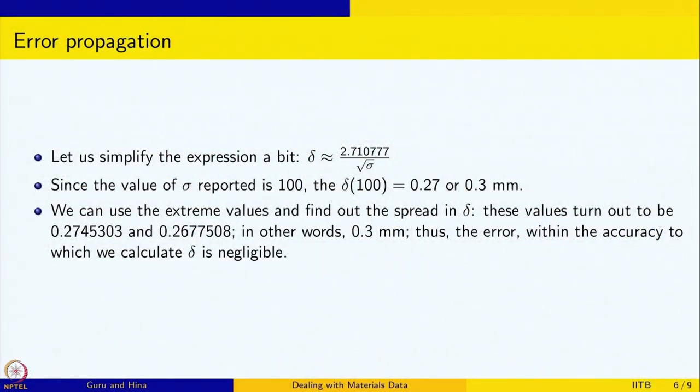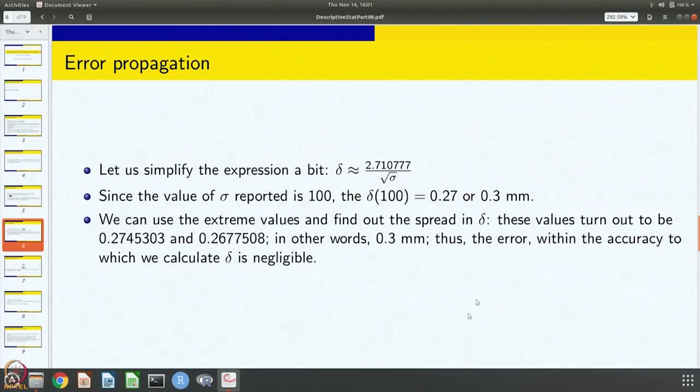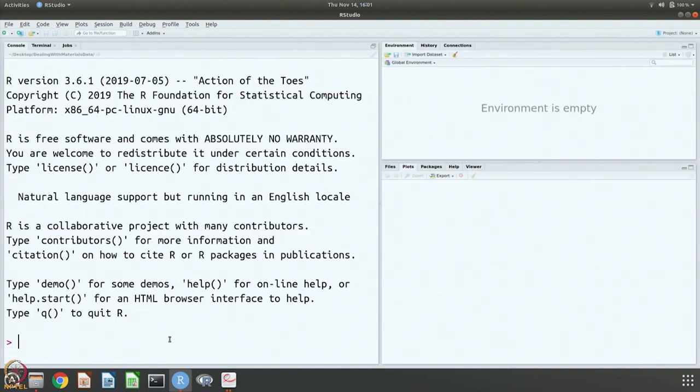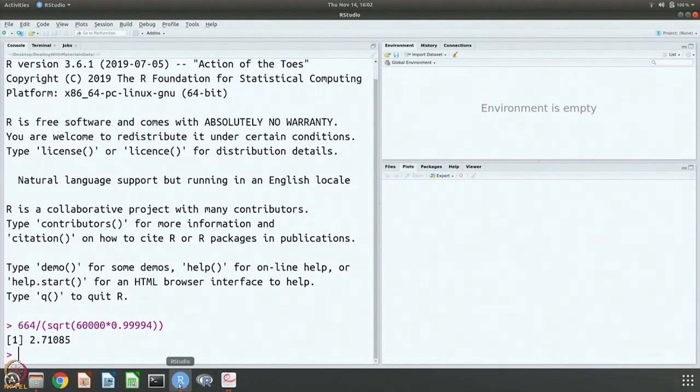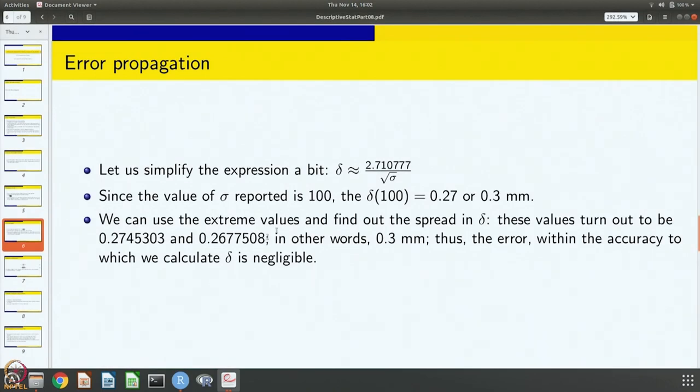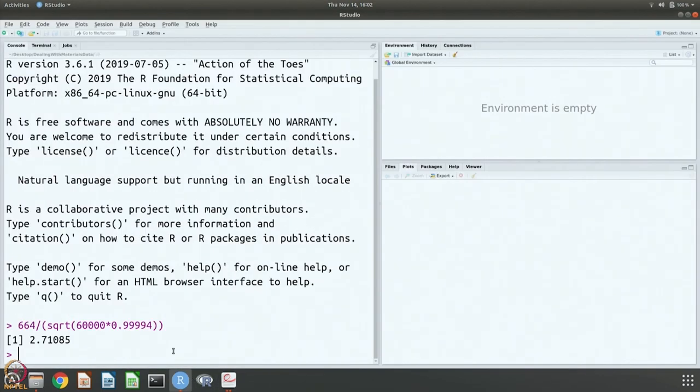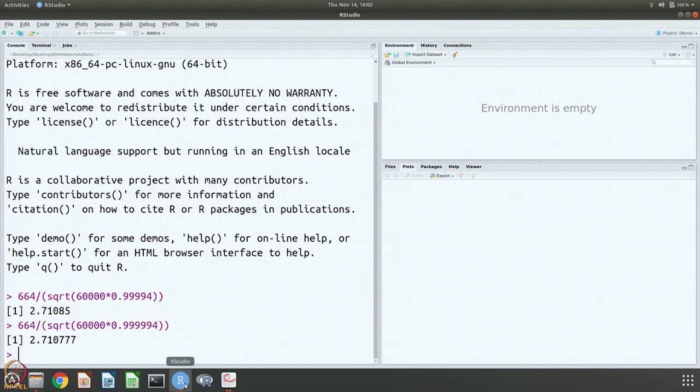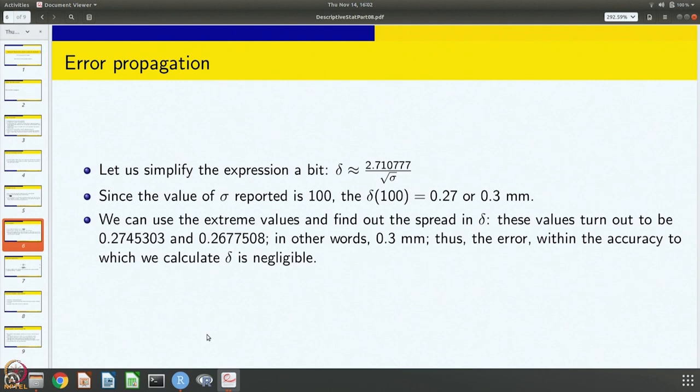So, use the values of f and mu r, and you get an expression which is 2.71. So, how do we get that? Let us do that. R can also be used as a calculator. So, we want to get 664 divided by square root of 60,099994, right. So, you get 2.71085. And that is what is given here. So, 2.710777, and that is the value that is given here. So, that is divided by root sigma is the expression for delta.